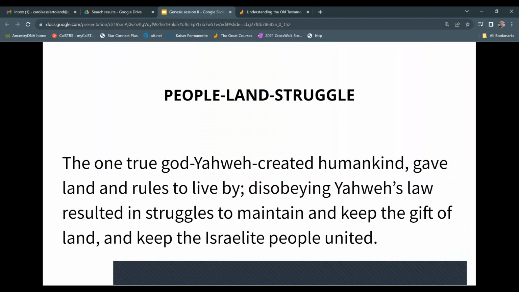Okay, people, land, and struggle. The one true God, Yahweh, created humankind. He gave land and rules to live by, and disobeying Yahweh's laws results in struggles to maintain and keep the gift of land and keep the Israelite people united. That is our theme that we're looking at through the next few lessons, actually through most of the Old Testament as well.